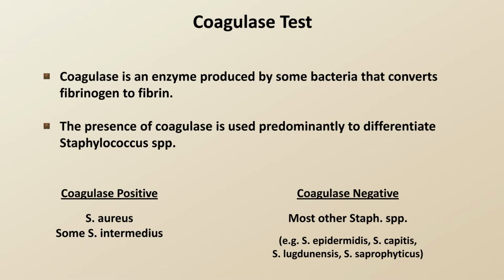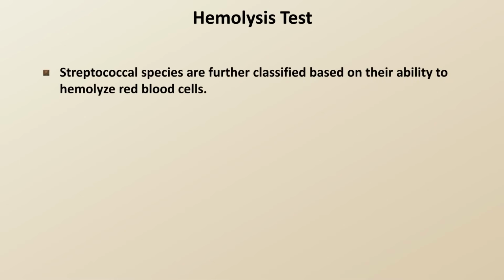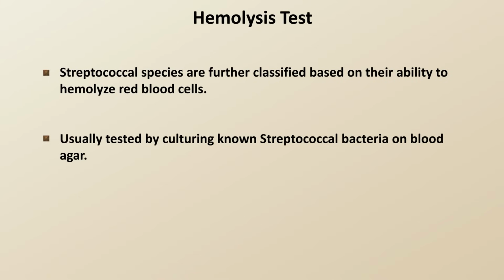The Hemolysis Test. Streptococcal species are further classified based on their ability to hemolyze red blood cells. This ability is usually tested by culturing known streptococcal bacteria on a media called blood agar, which generally contains either sheep or horse blood.